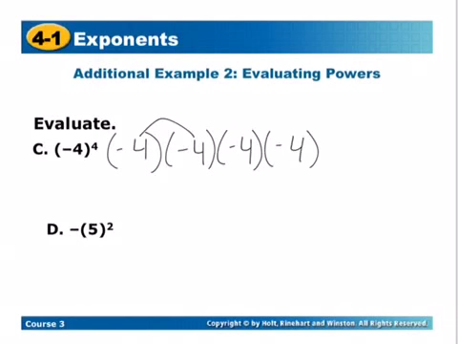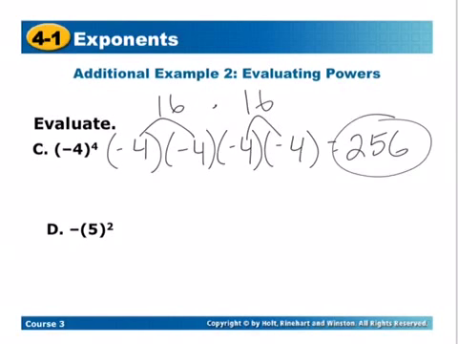Now here, negative 4 times negative 4 is 16. So as a way to shortcut this, I could actually do 16 times 16, which gives me positive 256.